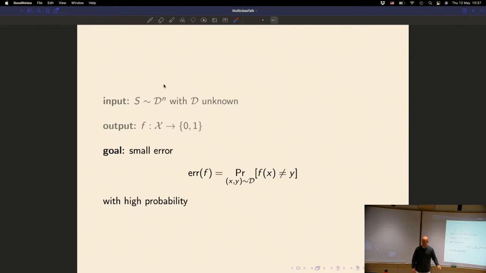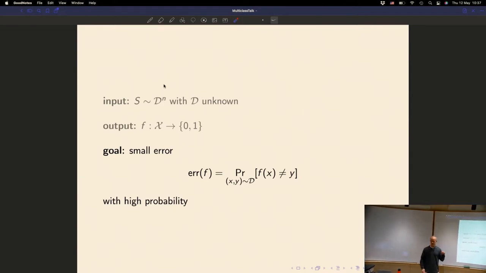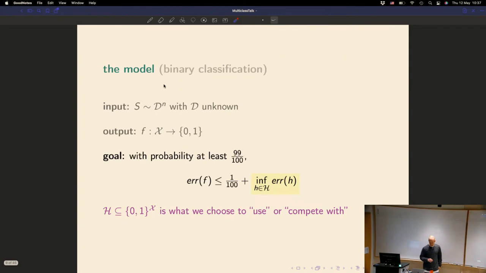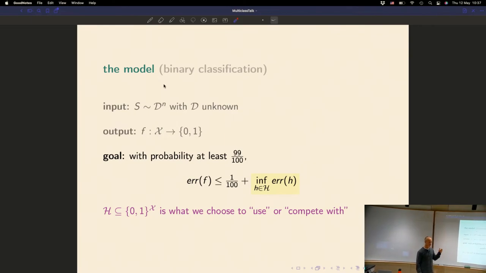Yes? Okay. And now we need to say what does small mean and what does high probability mean. So these are the choices we're going to make here. So high probability will be 99%. And small is a bit more complicated. So the way we are going to measure small is with respect to some collection of functions H, which is typically called the hypothesis class.